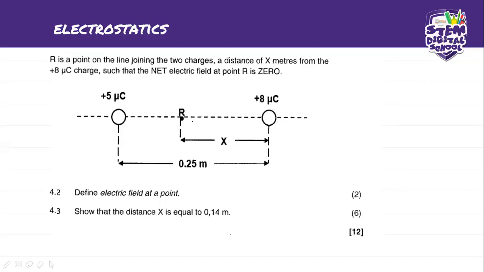What they want to know now in 4.2 is define electric field at a point. What is an electric field at a point? And number 4.3 shows that the distance X is equal to 0.14. So what have they done? They have given you an answer, so you're going to have to battle it out until you get that answer. Basically, they want to calculate the distance. They've given you an answer, so please do try that. I'm going to give you a bit of time to go through that.